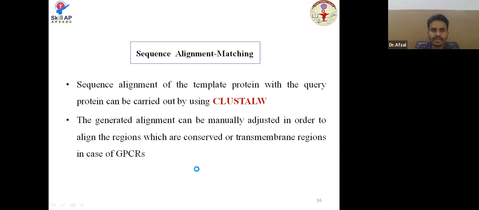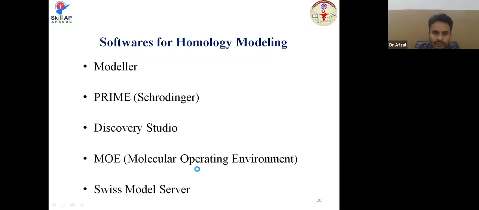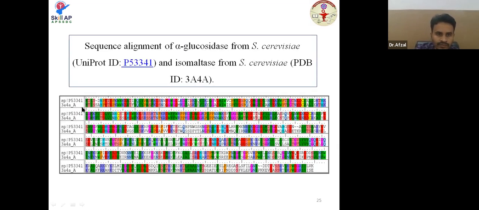Conserved means, say for example, I'll go here. Yes. If you see this, this is the actual template protein, and this is our query protein. If you see, whenever we are arranging the query protein, there are certain gaps. That particular certain gaps that have been identified here. Even if you see these, there are certain gaps here, right?